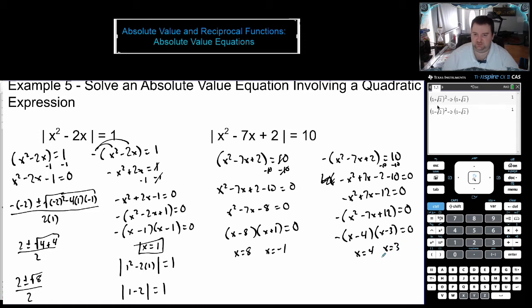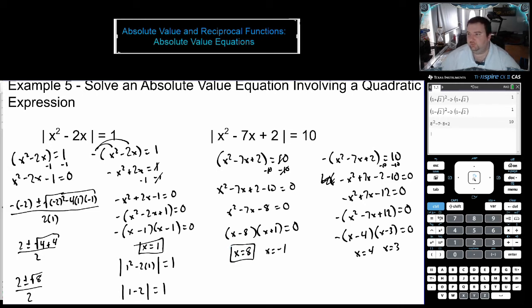All right, let's check our solutions. So we're going to go to our calculator because it's going to be a little bit faster. We're going to do 8 squared minus 7 times 8 plus 2. All right, this is what's inside my absolute value expression. What is it? 10. Okay, so here we have the absolute value of 10 equals 10, which yes, of course it does. So that one works.